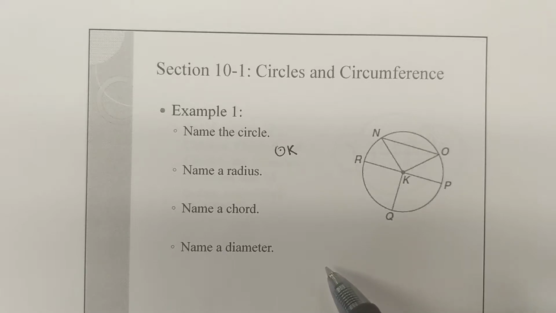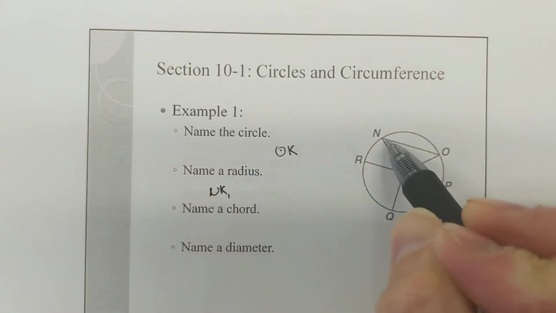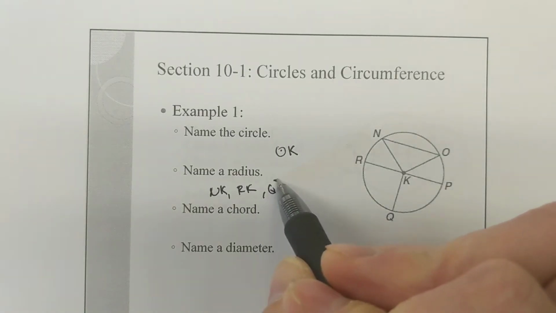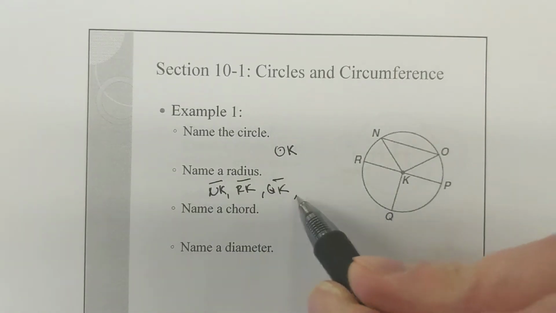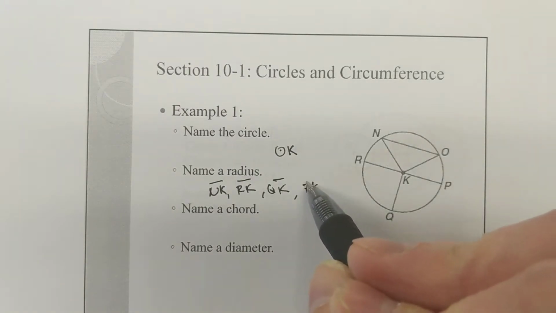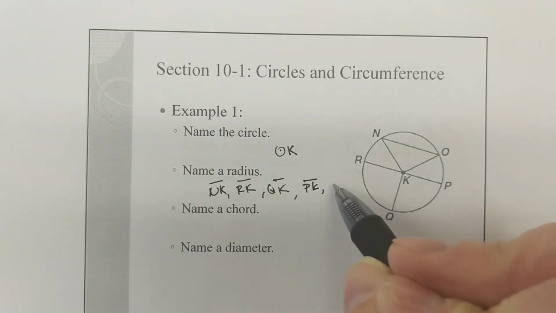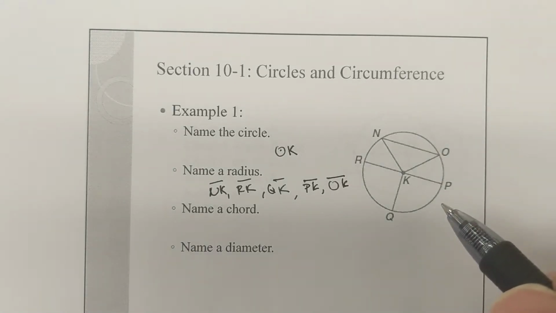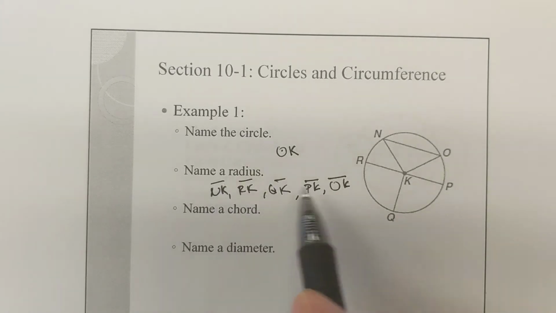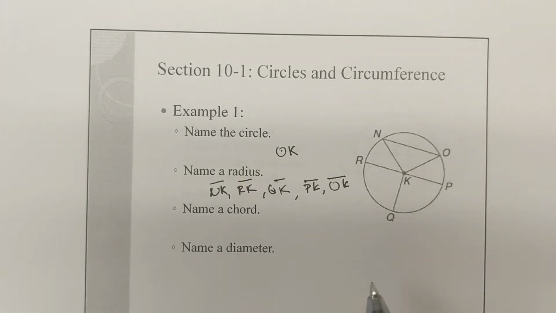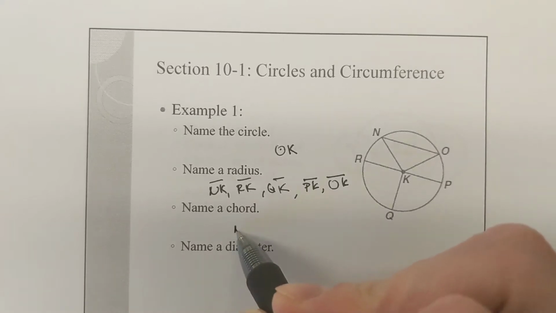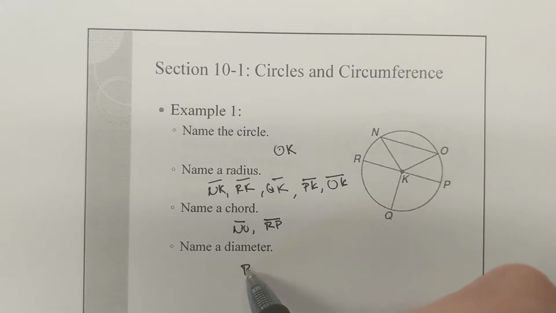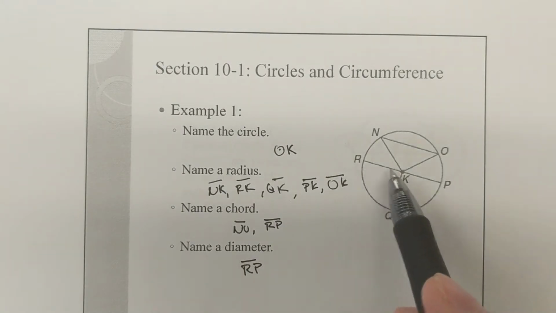Let's see here, in no particular order. You have NK, you have RK, you have QK. These are segments, symbol above them. You have PK, and you have OK. So all those are radii. Now, since it says just name a radius, any of those would be an acceptable answer. Name a chord. There's actually 2 chords on here. You have chord NO, and you have chord RP. Diameter is RP because it is the chord that runs through the center.